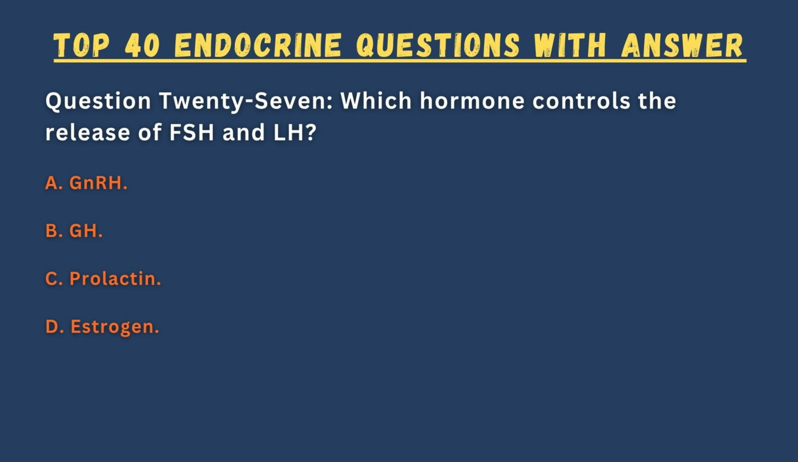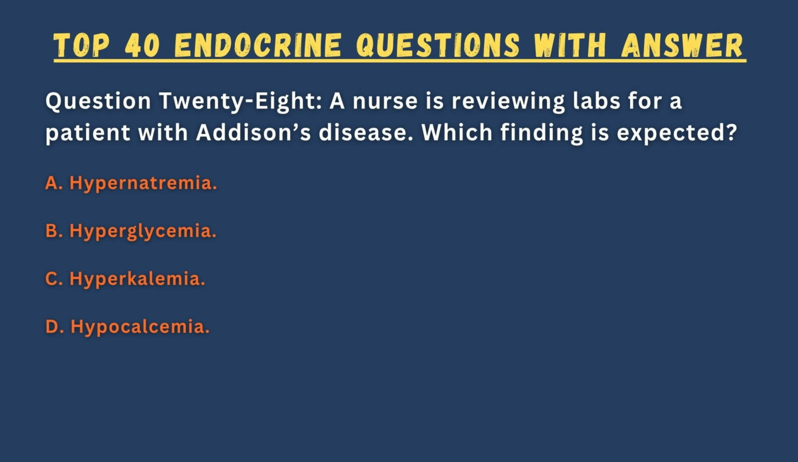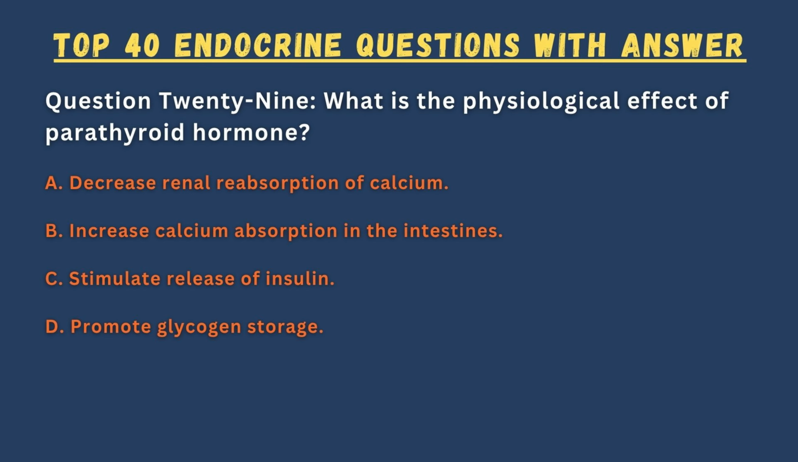Question 27. Which hormone controls the release of FSH and LH? A. GnRH. B. ADH. C. Prolactin. D. Estrogen. Answer: A. GnRH. Question 28. A nurse is reviewing labs for a patient with Addison's disease. Which finding is expected? A. Hypernatremia. B. Hyperglycemia. C. Hyperkalemia. D. Hypocalcemia. Answer: C. Hyperkalemia. Question 29.